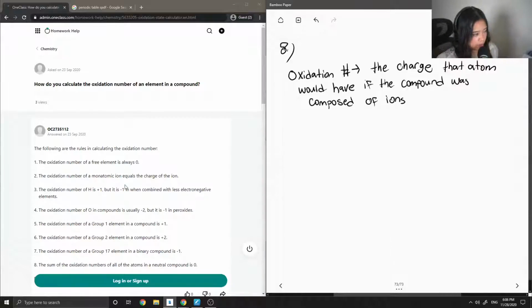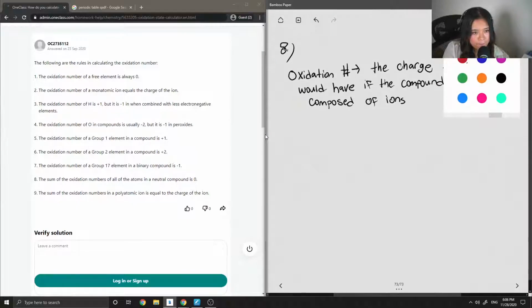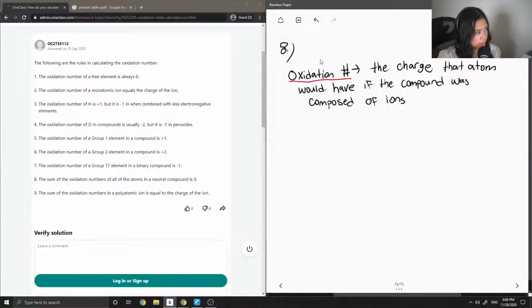So I'm going to look at the Junior Tutor's answer because they have all the different rules of how you would calculate the oxidation number. And then I'll just go over some examples. So here are some of the rules. The oxidation number of a free element is always 0. So if we had a pure solid or a pure gas, it would have a 0 as its oxidation number. The oxidation number of a monatomic ion equals the charge of the ion.